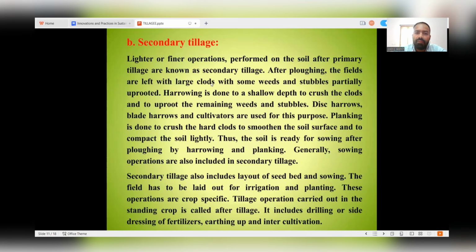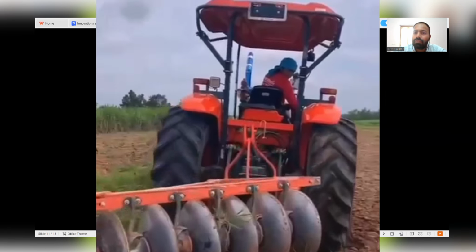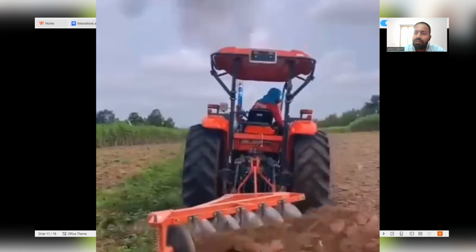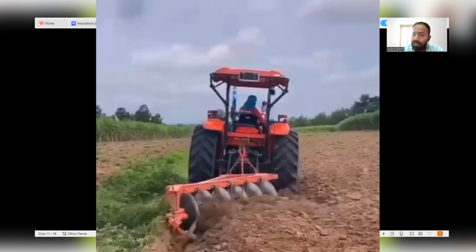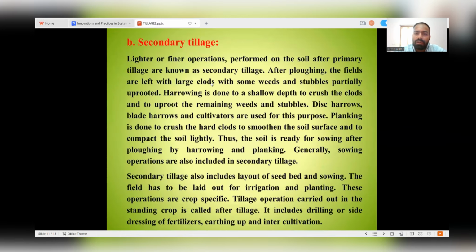What we are doing is harrowing. Harrowing is done to a shallow depth to crush the clods and uproot the remaining stubble. A disc or cultivator is used for these purposes. And planking is done for what? Crushing the hard clods, to smoothen the soil surface and to compact the soil lightly.